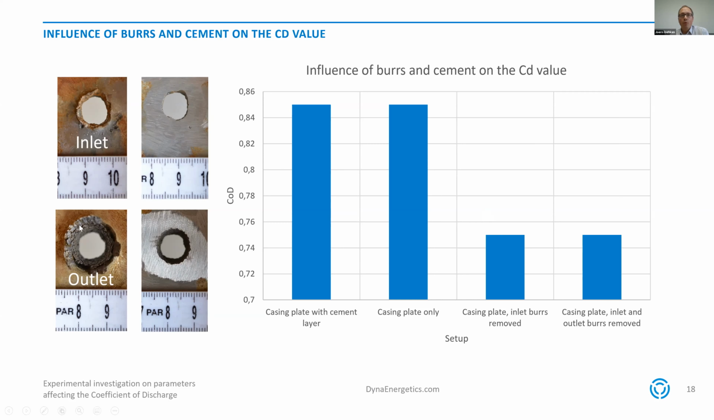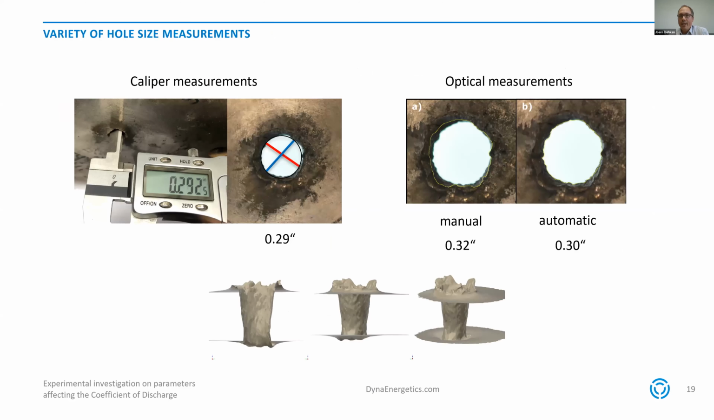In the last step, we also removed the outlet burr, but this has not affected the flow anymore. So this outlet burr is of sort of a significant importance for the flow measurement. Another thing which is important for the deduction of the coefficient of discharge is the entrance hole measurement, because we always measure the flow, and to deduce a coefficient of discharge, we have to assume a certain hole size. But hole size measurements can be done in different ways, and this can also lead to slight deviations in the entrance hole, which you get from these measurements.